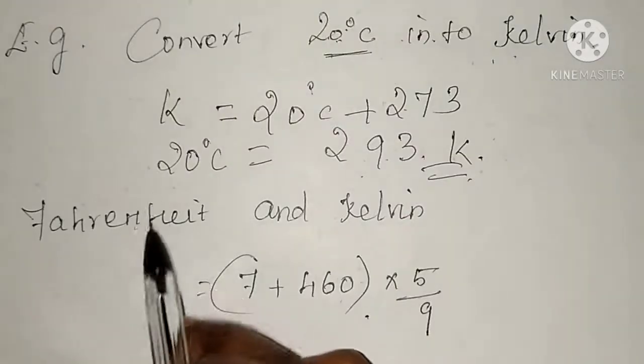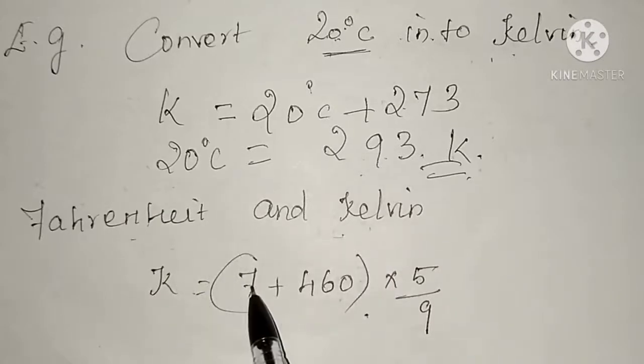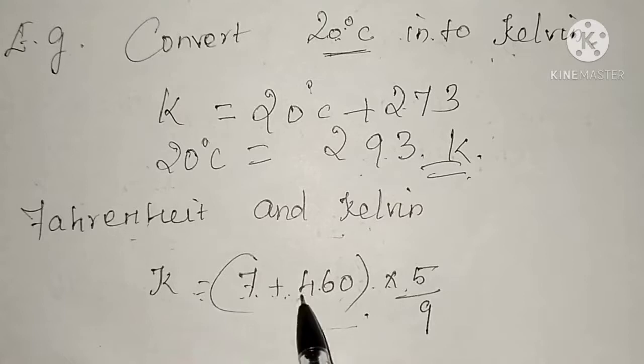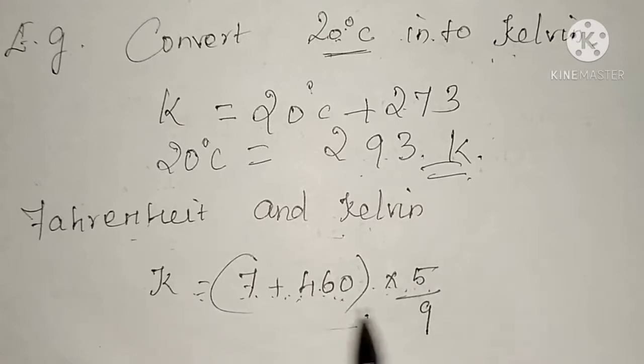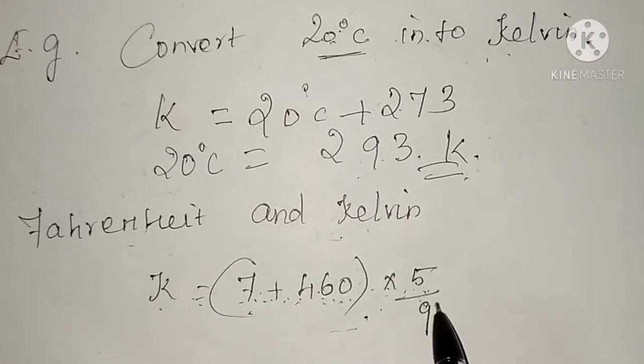Next, the relation between Fahrenheit and Kelvin. For that, one formula is there. Kelvin is equal to Fahrenheit plus 460, into 5 by 9. This is the formula. They will ask one-word questions, so please learn this formula. K is equal to F plus 460 into 5 by 9. So to change Fahrenheit into the Kelvin scale, the relevant formula is F plus 460 into 5 by 9.